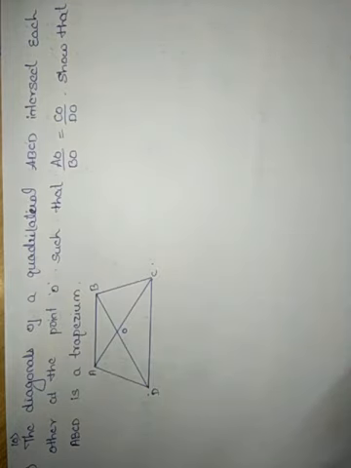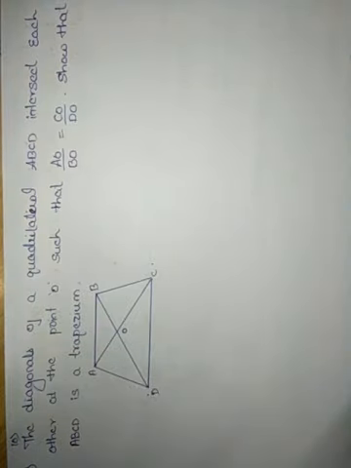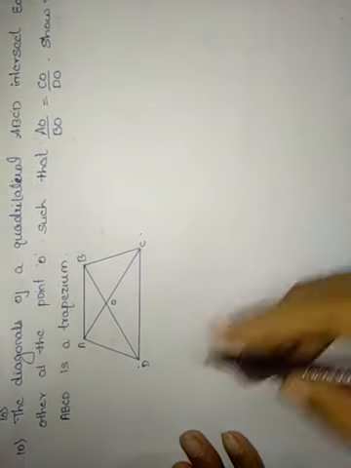AB is parallel to DC. It is sufficient to say that AB is parallel to DC. Right? If AB is parallel to DC, we can say that the given quadrilateral is a trapezium. Right? Okay, we'll start the proof.